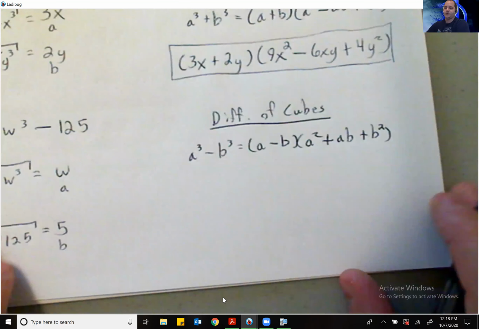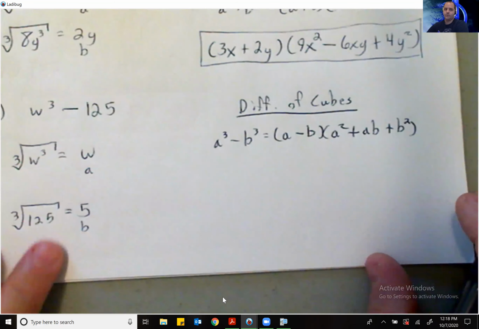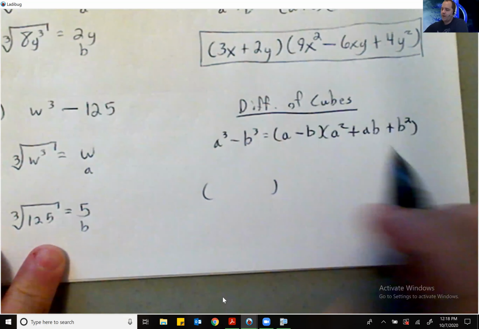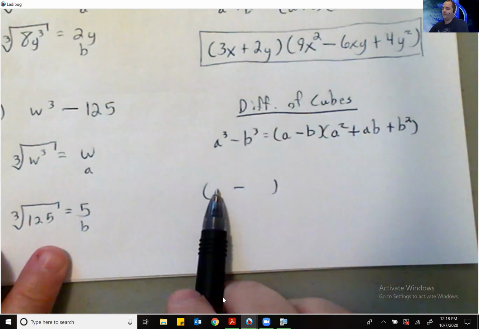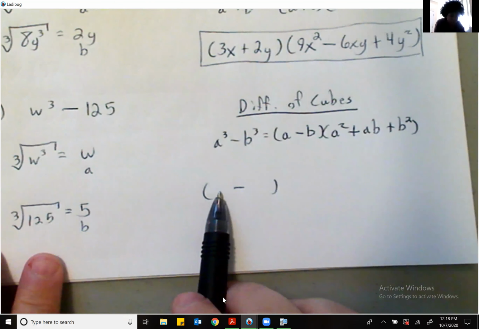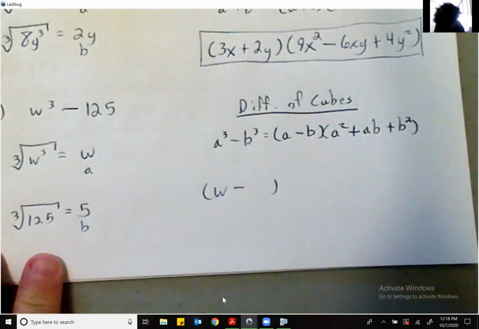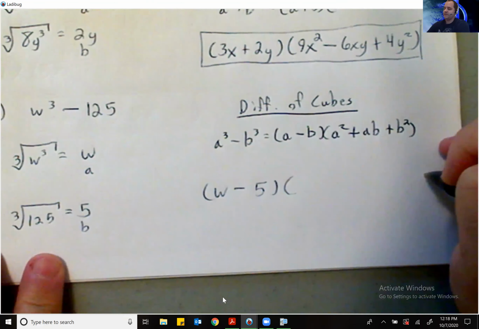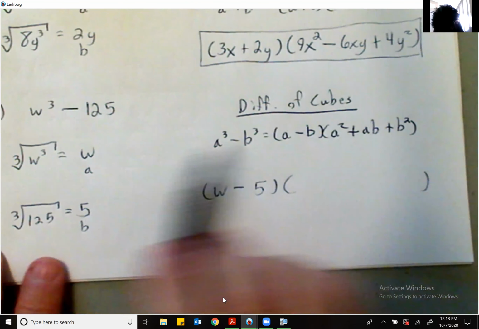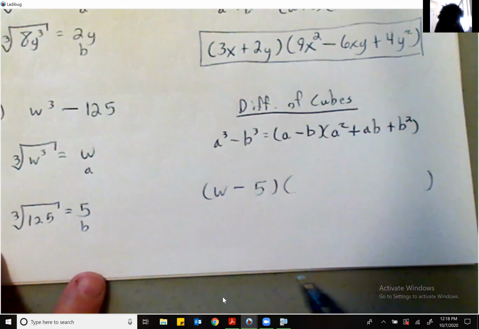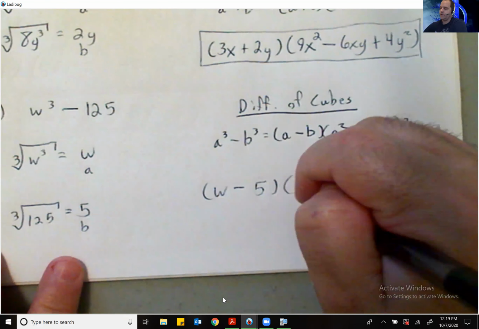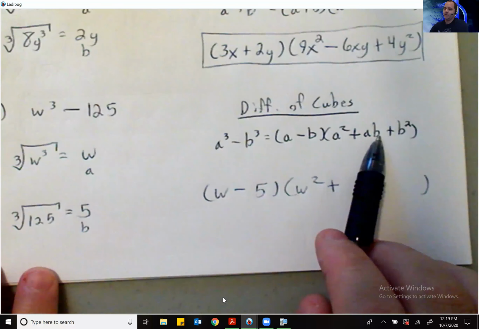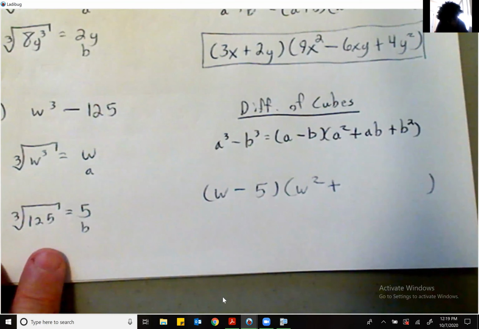All right, last one, number 20. We've already got all the information. All we got to do is fill in. So this says A minus B. So what's my A? W. What's my B? 5. Okay, filling in the second parenthesis. This says square the A. So what happens when we take W and square it? W squared. Plus, this says multiply A and B. So what's 5 times W? 5w.